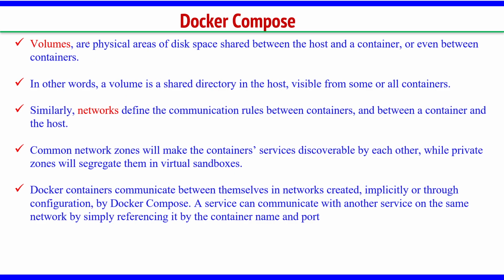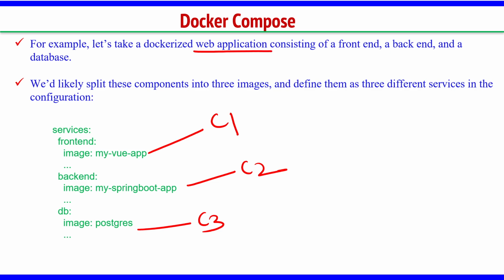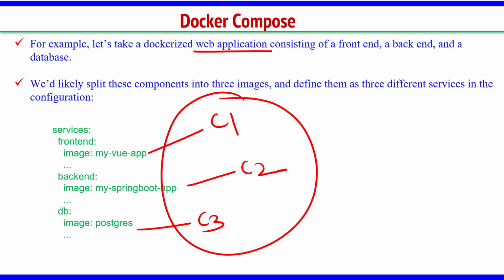What is volume? Volumes are physical areas of disk space shared between the host and the container or between the containers. Okay. So, volume is a shared directory in the host visible from some or all containers. So, in volume you can see all the containers, and network defines the communication rules between the containers, because see, these 3 are 3 images, this will go into container 1, this will go into container 2, this will go into container 3. For this web application to work, all these 3 containers should talk to each other.